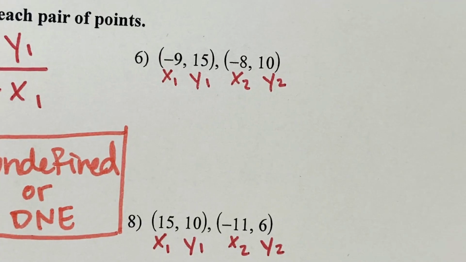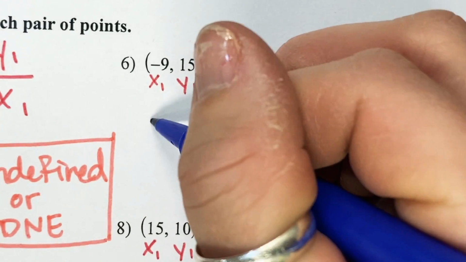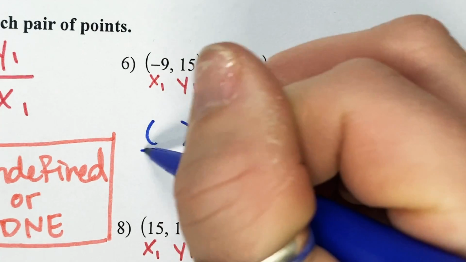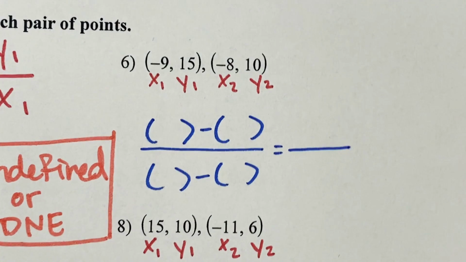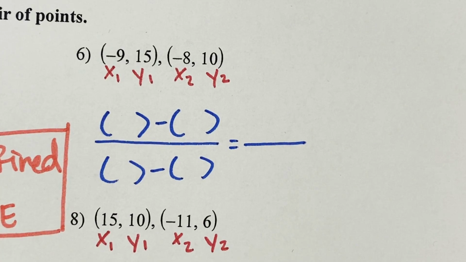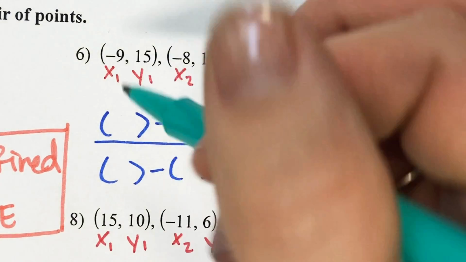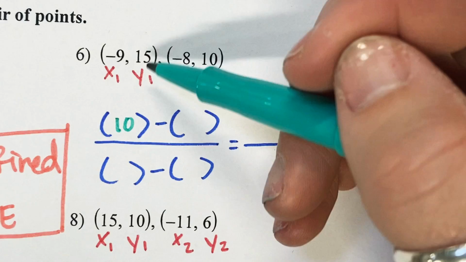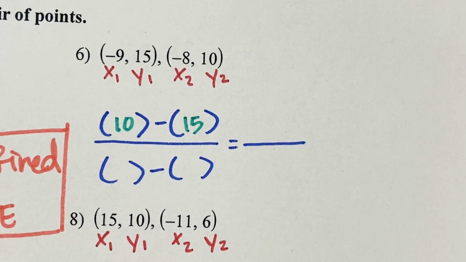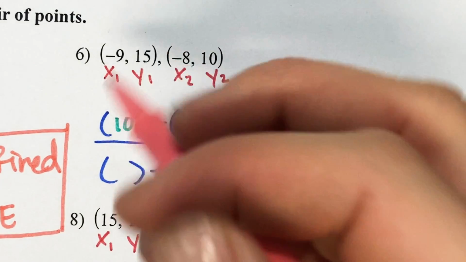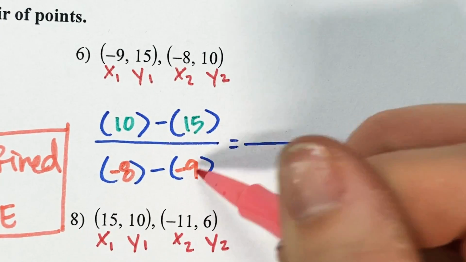Okay, so let's do the same thing for number 2. Okay, fill in your formula. y2 minus y1 over x2 minus x1. Okay, and we're going to figure out what that is. Okay, so my first spot is going to be my y2 spot, and that's going to be 10. Okay, my second spot is y1, and that's going to be 15. Okay, down here is my x2 spot, negative 8. Subtract my x1, which is negative 9.